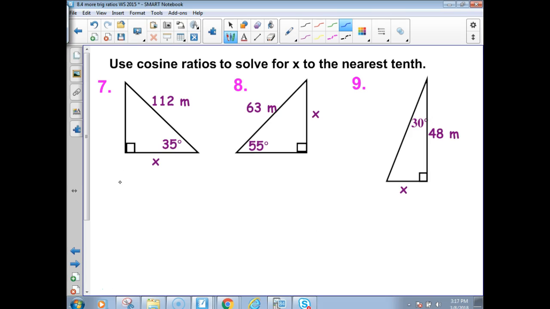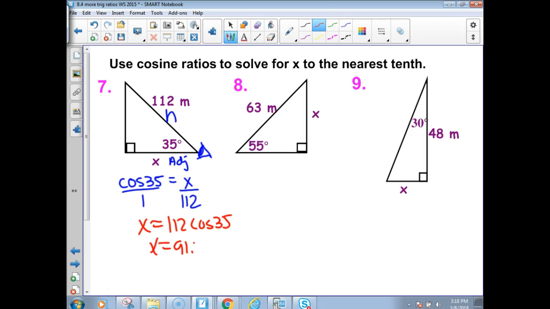Okay, number 7. Abby, can you tell me what the x is and what the 112 is? Yep, that's your adjacent side, okay? And this is what? Yep, hypotenuse. All right, so which one are you going to use? Okay, cosine of 35 equals? Yep. Okay, good. And then did you calculate it? What did you get? Okay, 91.7. Sounds reasonable to me. And that's down at the bottom of the page? Okay.